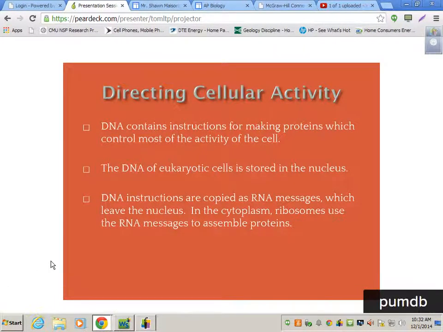So DNA has the instructions that, we know, we copy DNA onto RNA messages, which leave the nucleus through a nuclear pore. They go out in the cytoplasm. They find a ribosome. And that's where we make our proteins at.